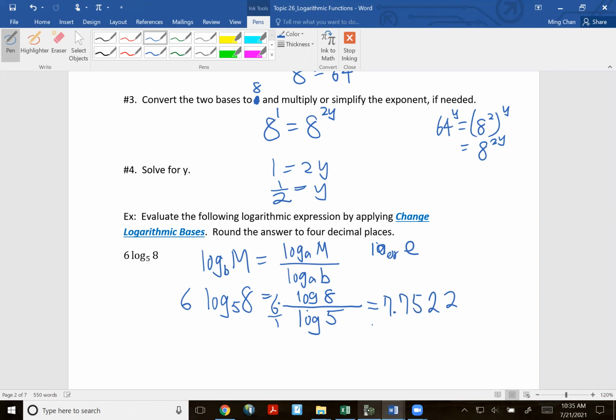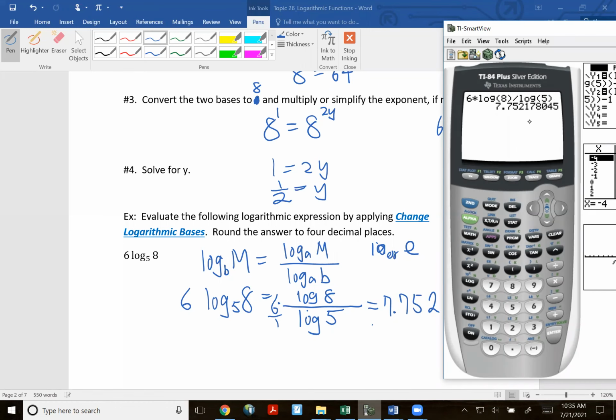There you go. If you cannot make the base the same, then you have to use the change of logarithm base formula to help you evaluate the answers.